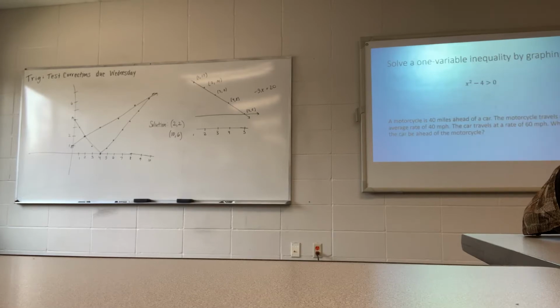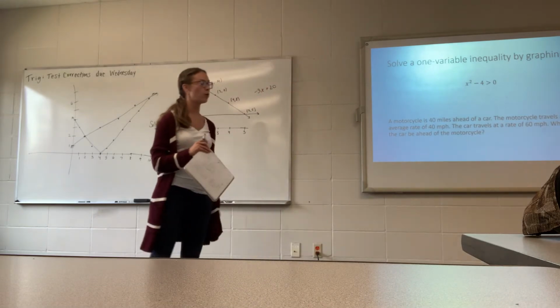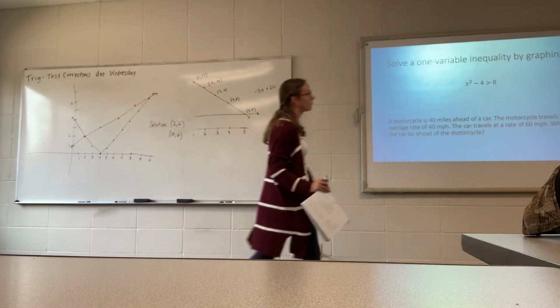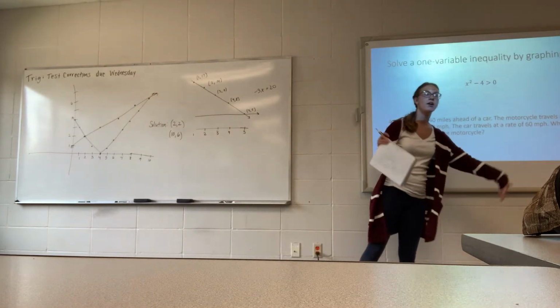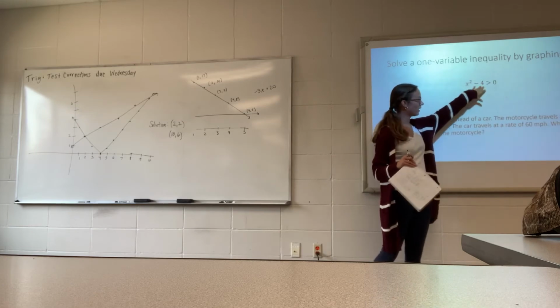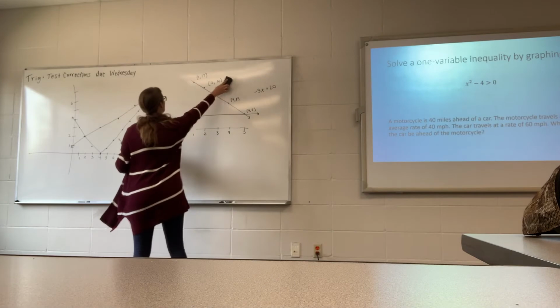Okay. What about if I give you an inequality instead of an equal sign? So this one says I have x squared minus 4 is greater than 0. So I'm gonna do the same thing. I'm gonna graph one side and graph the other. And then I'm just gonna have to think about where this equation is greater than 0, okay? So let's start by just graphing them.